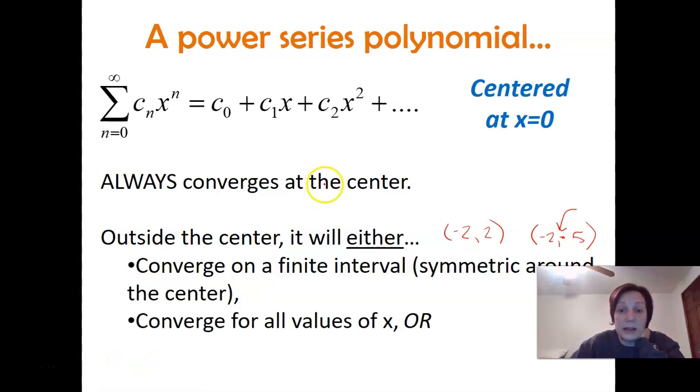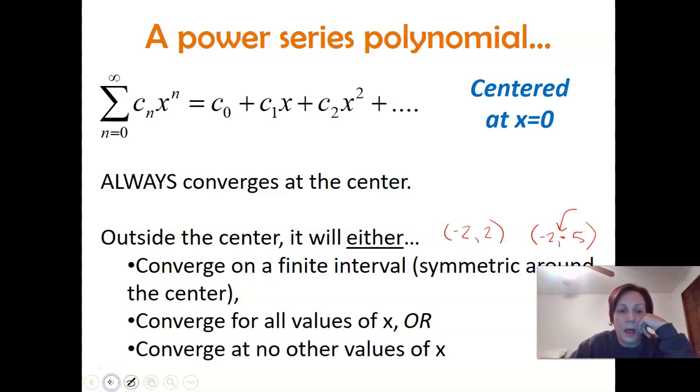Another option is that it converges for all values of x, and there are some pretty important series that have that property, and they're awesome. Those are the ones that we literally memorize so that we can just use them and we don't ever have to worry about writing them. And then last but not least, the most worthless of them all is that they converge nowhere outside of the center, in which case they're completely useless.